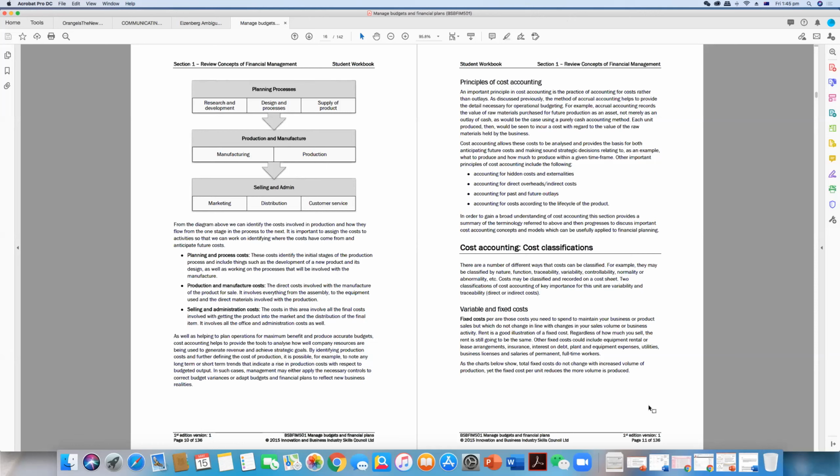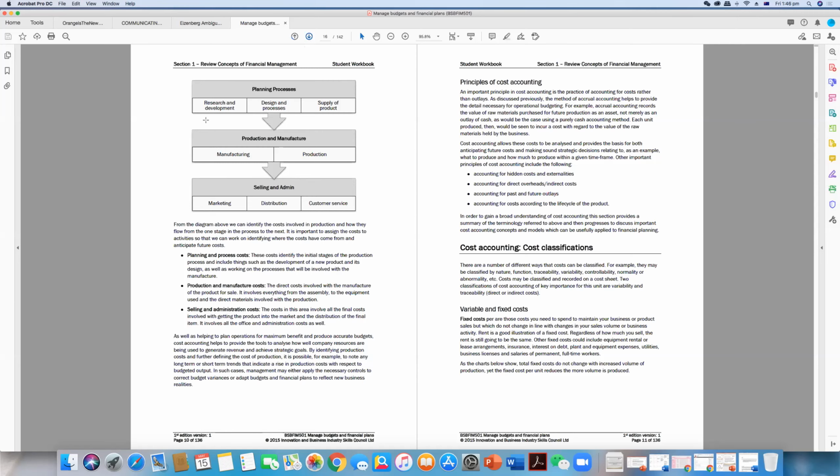And cost accounting, cost classifications. There are many ways to categorize the cost. It may be classified and recorded on a cost sheet. So first, we will explain two main costs. The first one is fixed cost, which means the cost you need to spend to maintain your business or product sales, but which does not change in line with the changes in your sales volume or business activity.